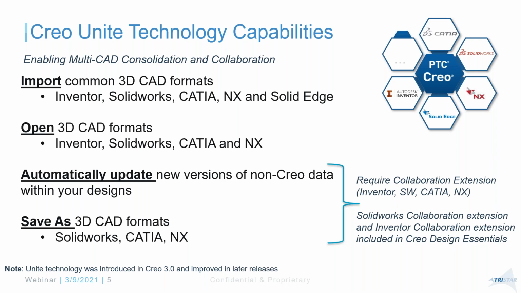So the first two are available pretty much in any package starting Creo 3.0, import and open. The automatic update and save as will require the collaboration extension. And we'll go through some of the enhancements they did in the later releases, but it was introduced and has been there for a while, starting Creo 3. So you don't have to install any third-party tools like we used to do in Creo 2 and prior. It is a major enhancement from a technology standpoint done by PTC back in Creo 3.0.